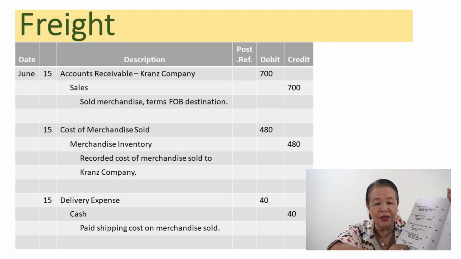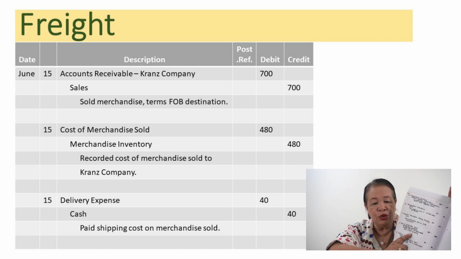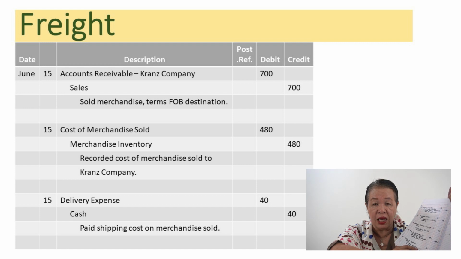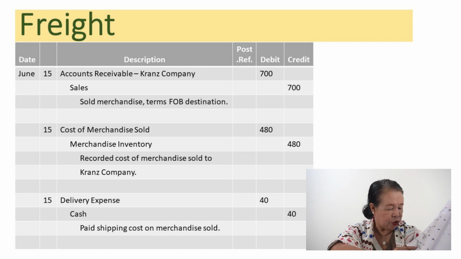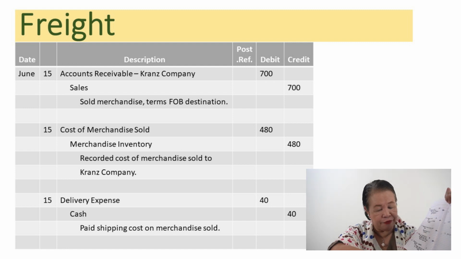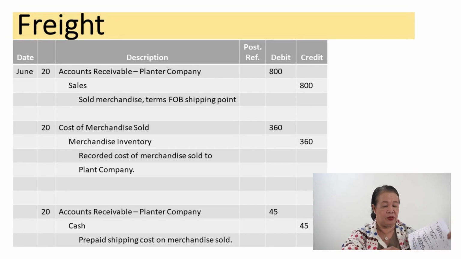And then also on June 15, we paid delivery expense for the merchandise inventory we sold. So what did we do? We debit delivery expense and then we credit cash, because it was paid in cash. To record payment in cash of shipping cost on merchandise sold. So we paid 40 pesos.